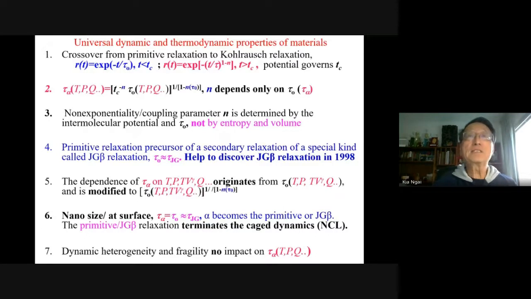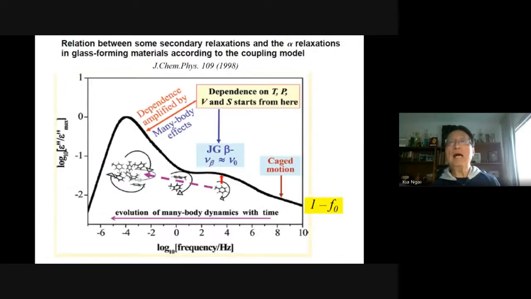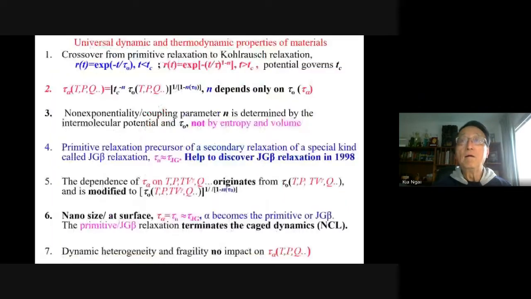Okay, now let's go to the next one. The next one is number 3, the so-called decoupling parameter or nonexponentiality parameter, and it is determined by the intermolecular potential and tau 0, not by entropy and volume. Now that's the conclusion, which is very important. And we know entropy and volume are very important.